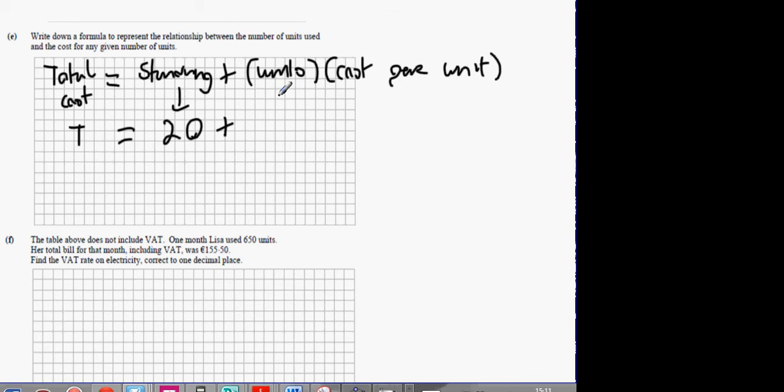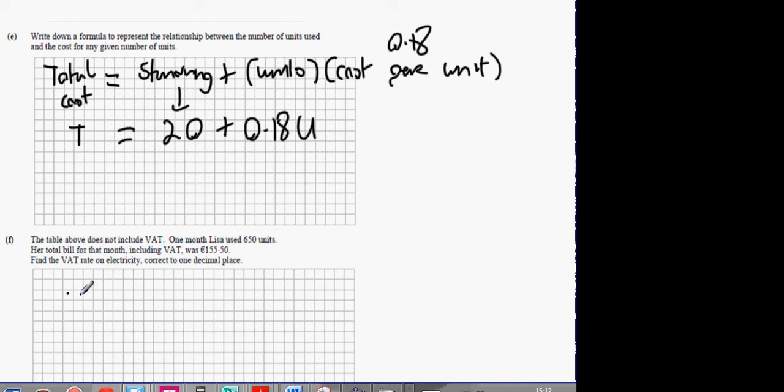What letter will we give your units? U? Call it U. Cost per unit, 0.18. So it's going to be plus 0.18 U. Is that right? The table above does not include VAT. One month Lisa used 650 units. Her total bill including VAT was €155.50. Find the VAT rate on electricity corrected to 1 decimal place.